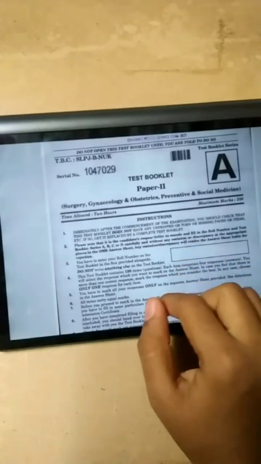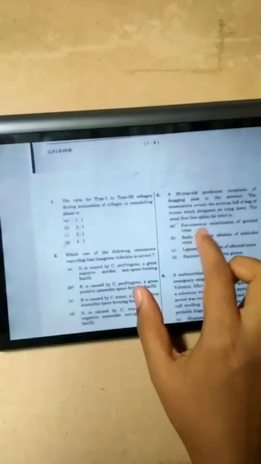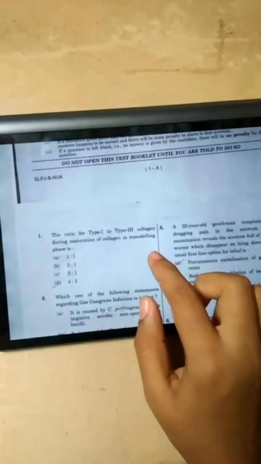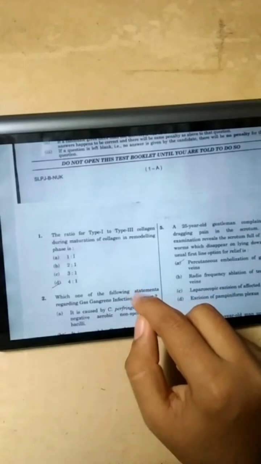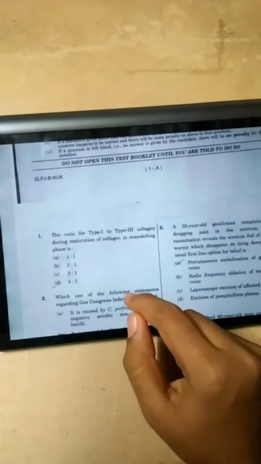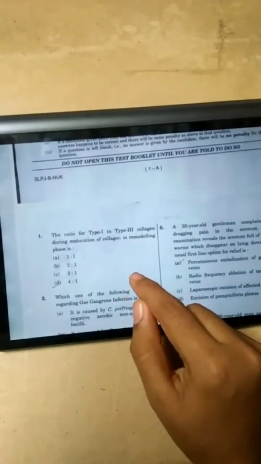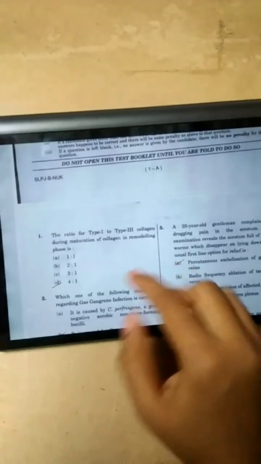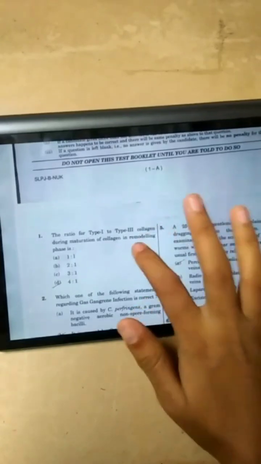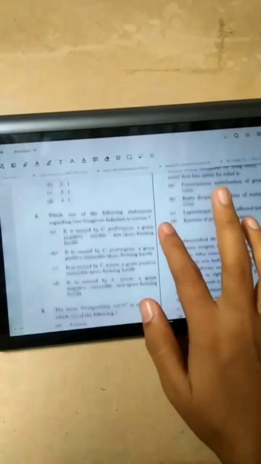If you are preparing for NEET PG, it will be very easy to crack UPSC CME, and this is the paper which I cracked. So it's mostly one-liners. See the ratio of type 1 to type 3 collagen during the maturation of collagen in the remodeling phase. Just one liner, you just need to know this is 1:4.